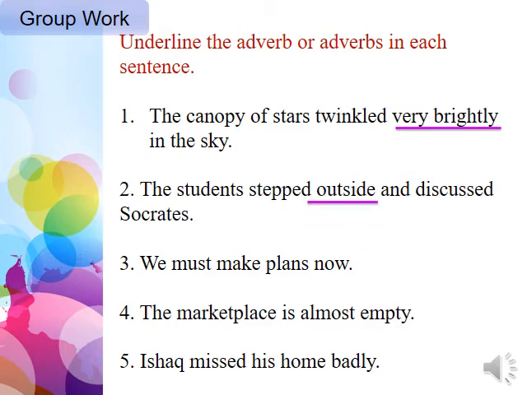We must make plans now. So which is the adverb here? The adverb is now. It's an adverb of when. And number 4, the marketplace is almost empty. So we have here empty is an adjective, and we have almost to modify the adjective. Ishak missed his home badly. So it's obvious that badly is an adverb of how.